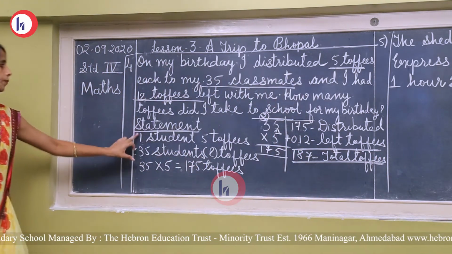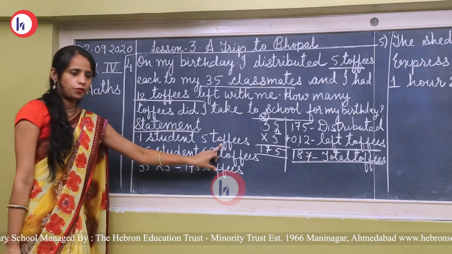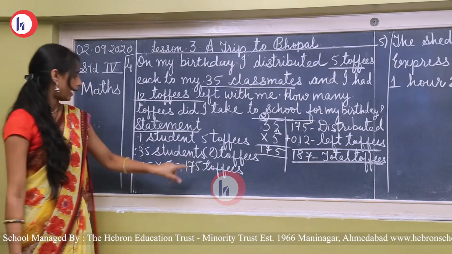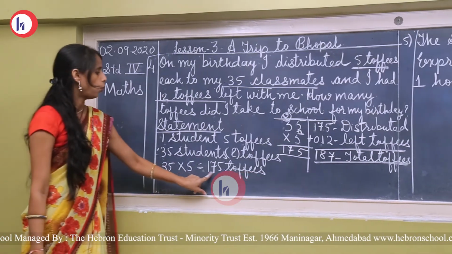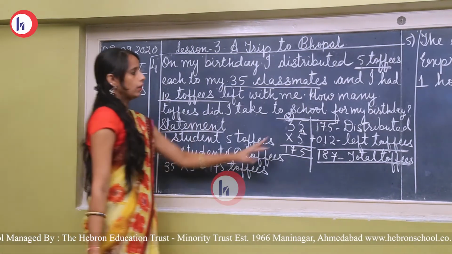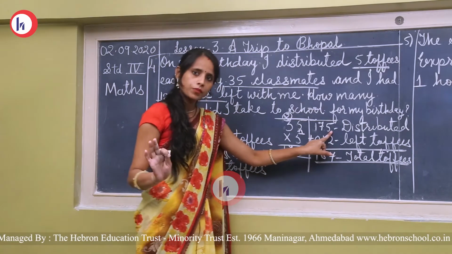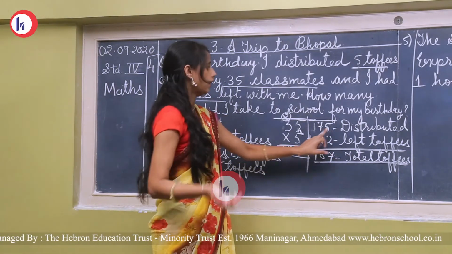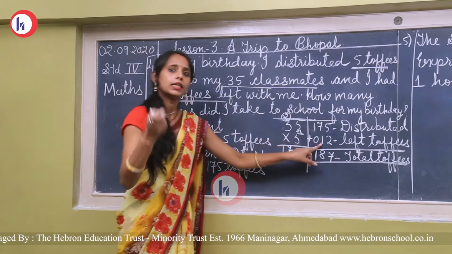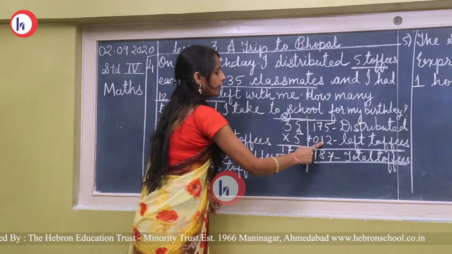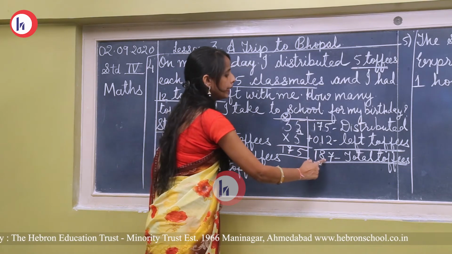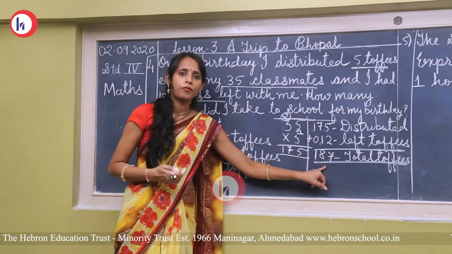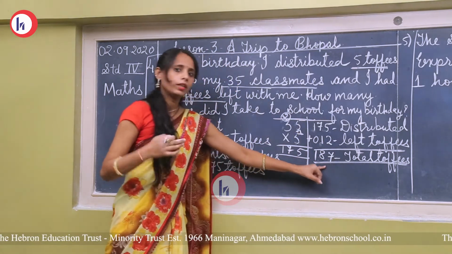Okay, see, one student 5 toffees, so 35 students will get how many toffees? So 35 multiplied by 5 is equal to 175. Then 175 toffees already distributed. After distributing, how many toffees left with me? It is 12. So we will add it, 175 plus 12, so answer will be 187. That numbers of toffees when I came to school, the toffees with me.